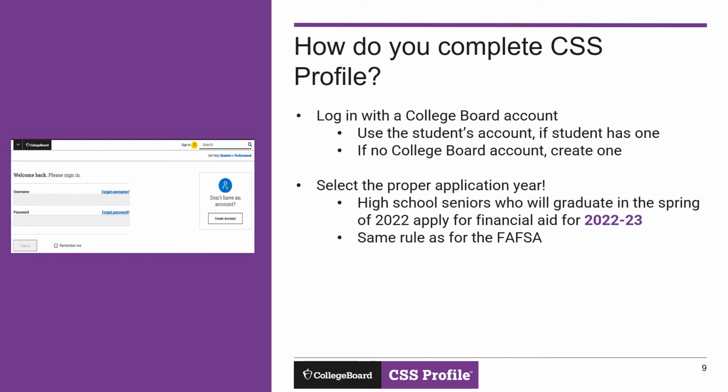Selecting the wrong year is a common mistake students and their parents make. When that happens, the information can't simply be transferred. The family would need to do the application all over again. Juniors cannot use CSS Profile to apply early for financial aid. Students can only apply during the academic year before they plan to enroll in college.